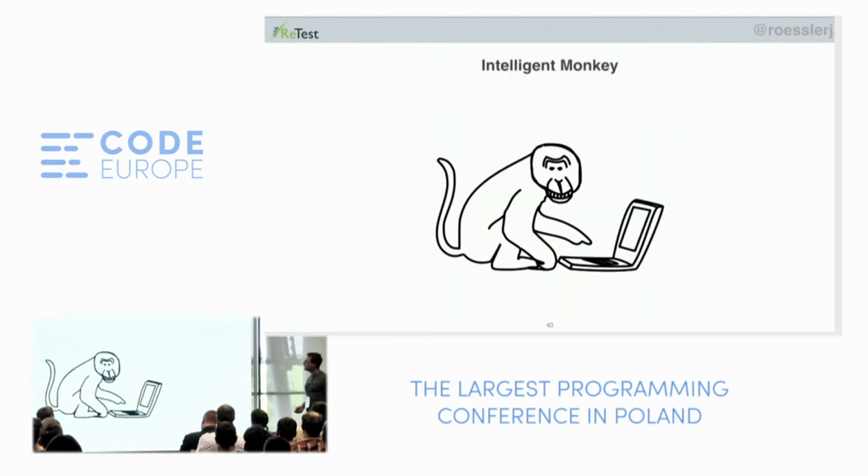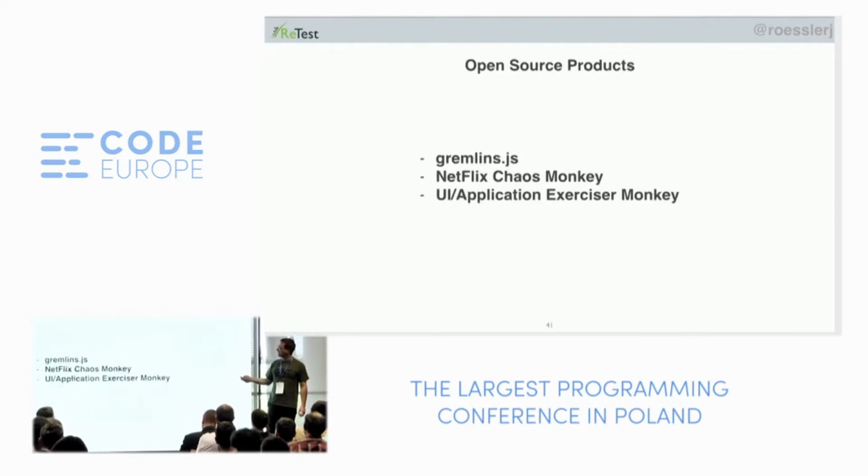So this is the intelligent monkey. And there are a few open source products for that, which is Gremlins.js if you want to test a website, Netflix Chaos Monkey if you're a SOA, a service-oriented, and if you have a mobile application, you can use Google's UI Application Exerciser Monkey.